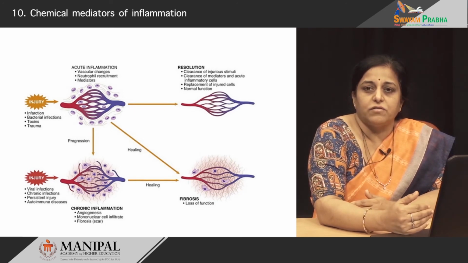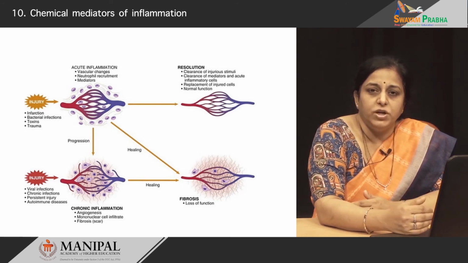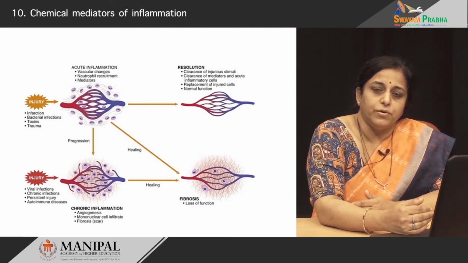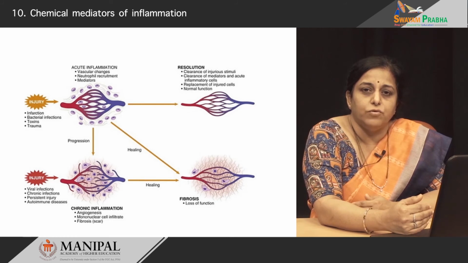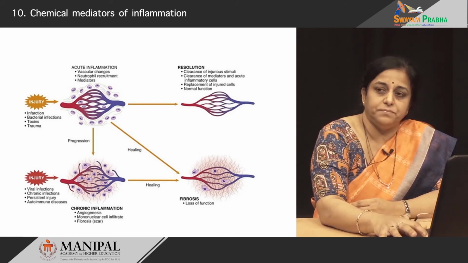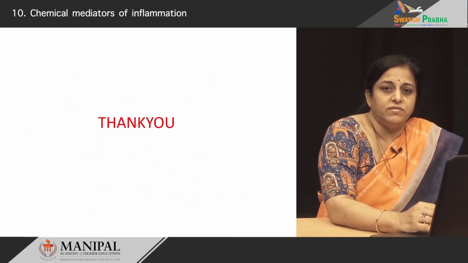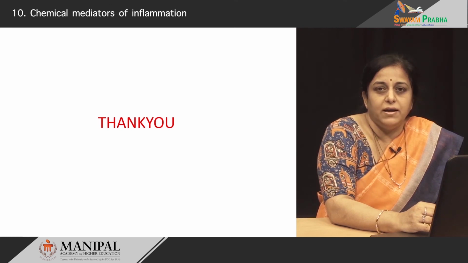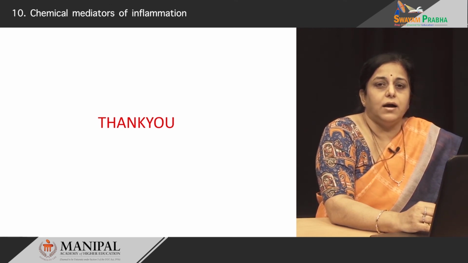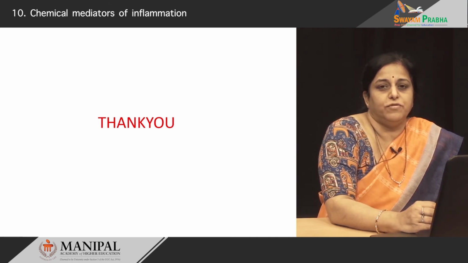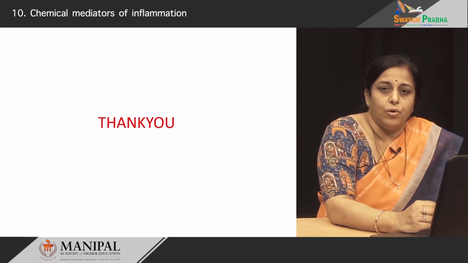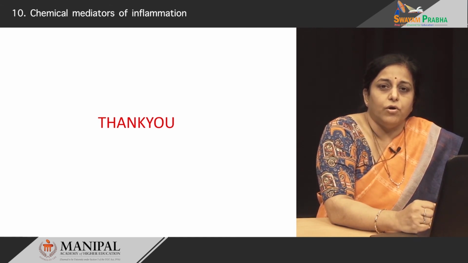And whenever there is chronic inflammation, there is more tissue injury, more fibrosis and more vascular proliferation, which are the main features that you see in chronic inflammation. So, in today's class, we learnt about the chemical mediators of inflammation and the outcome of acute inflammation. In the next class, we will learn about the different morphological types of acute inflammation and also a bit about chronic inflammation.